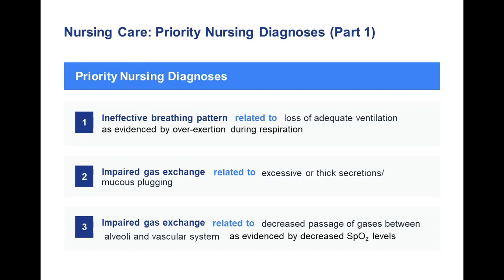Diagnosis 2, impaired gas exchange. This diagnosis is frequently related to excessive or thick secretions or mucus plugging. Interventions focus on airway clearance, suctioning, chest physiotherapy, and humidification.